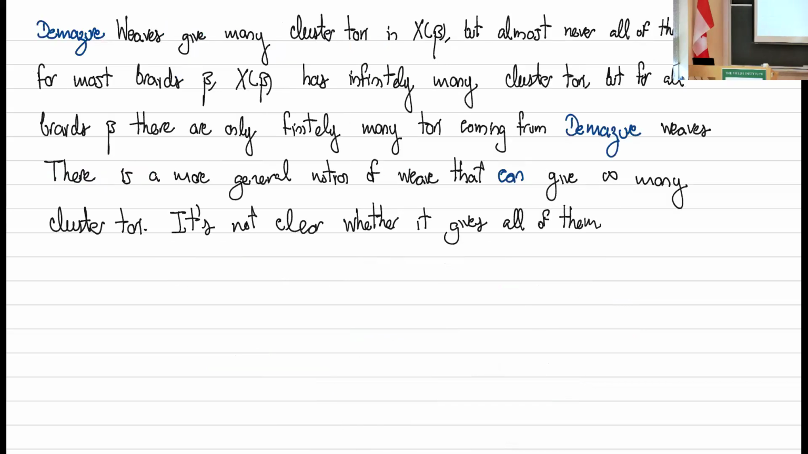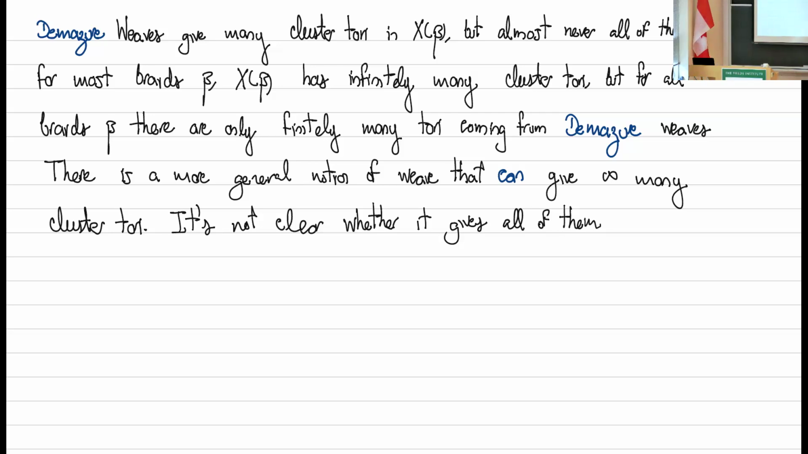As I was saying, you get many cluster tori, and in general, many more cluster tori than in more traditional constructions based, for example, on Plabic graphs. But you get only finitely many ones, and in general, you have an infinite number of cluster tori. There is a way to change the definition of a weave to obtain infinitely many cluster tori, but it is not clear to me that you obtain all of them. And in any case, the definition of the locus defined by these more general weaves is very complicated, and I don't think it's easy to work with.